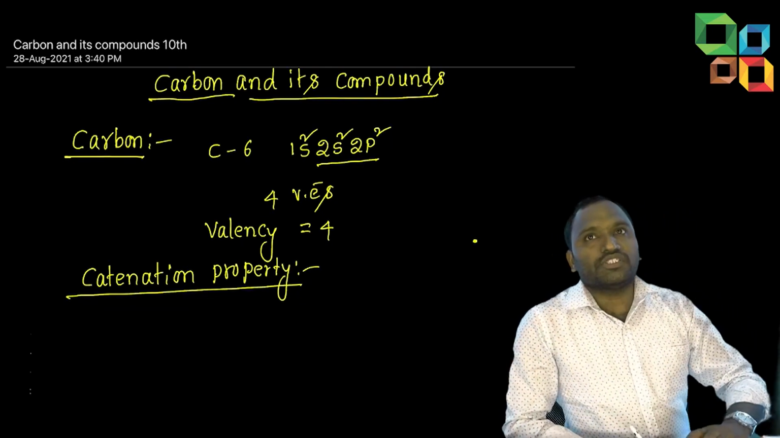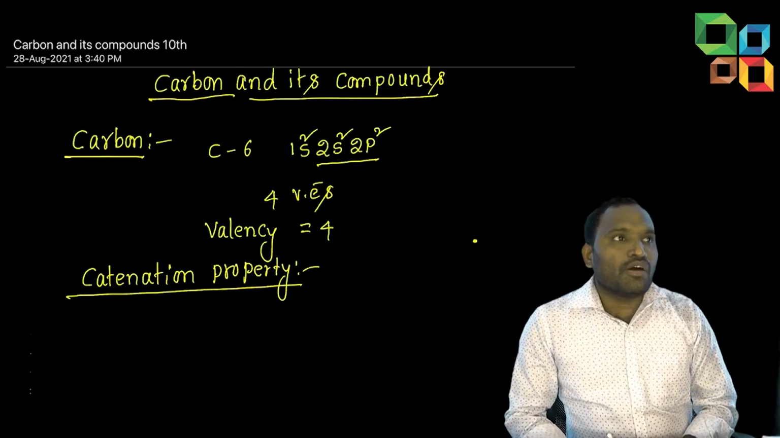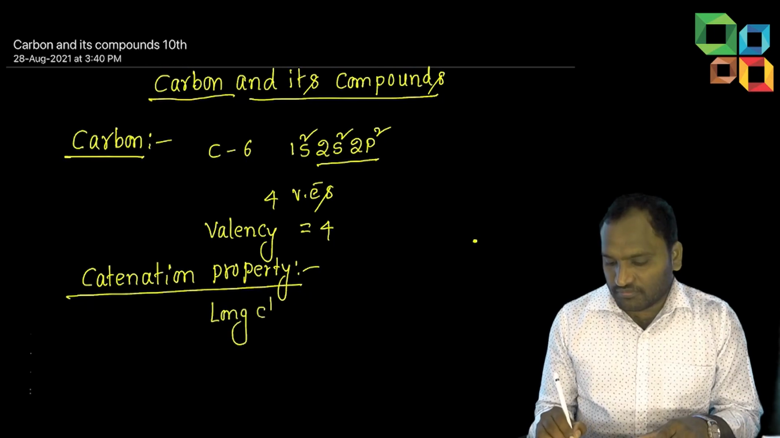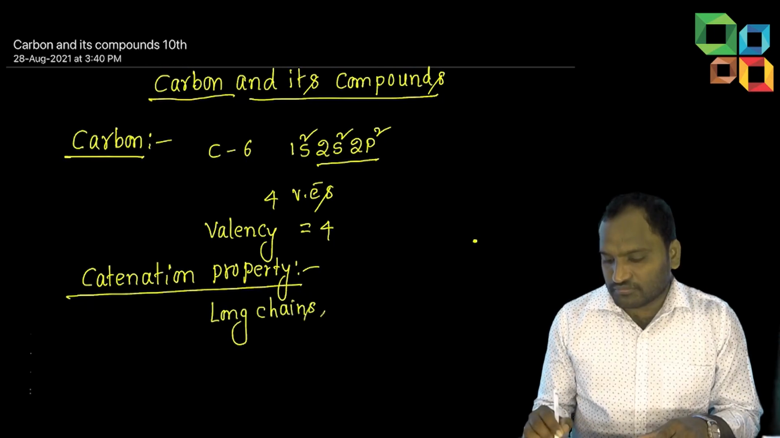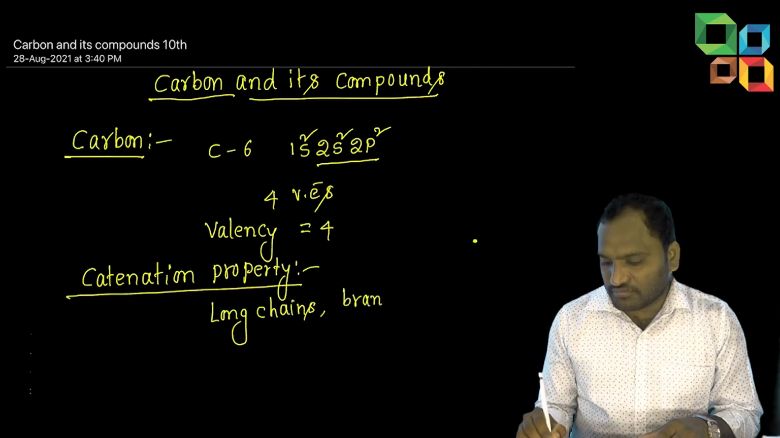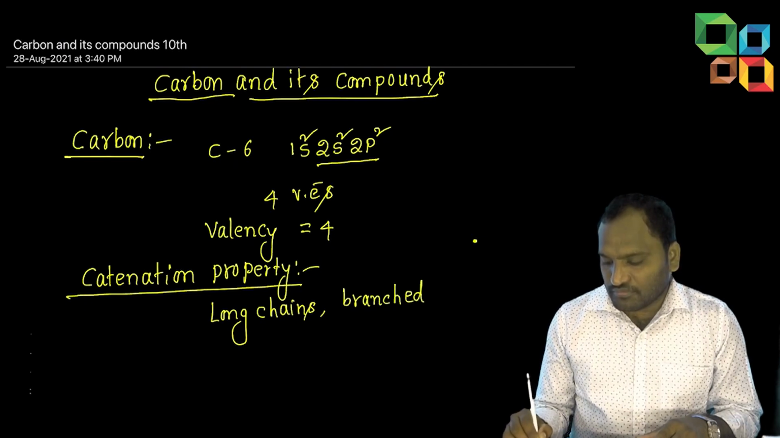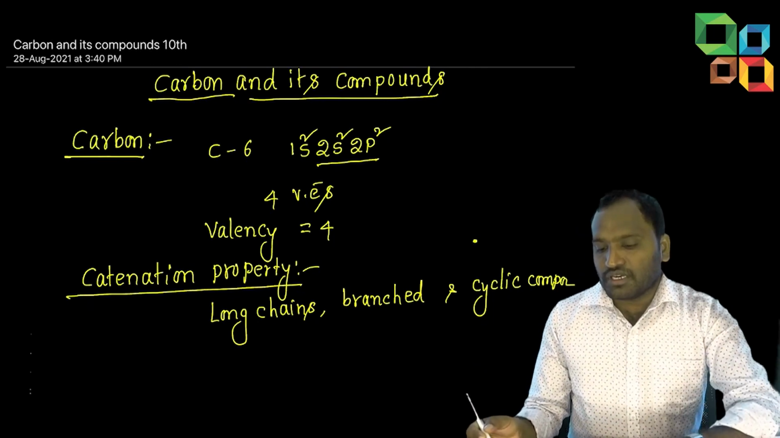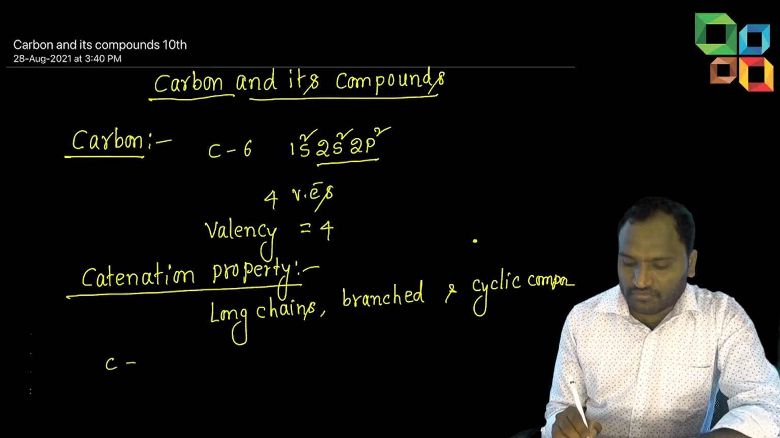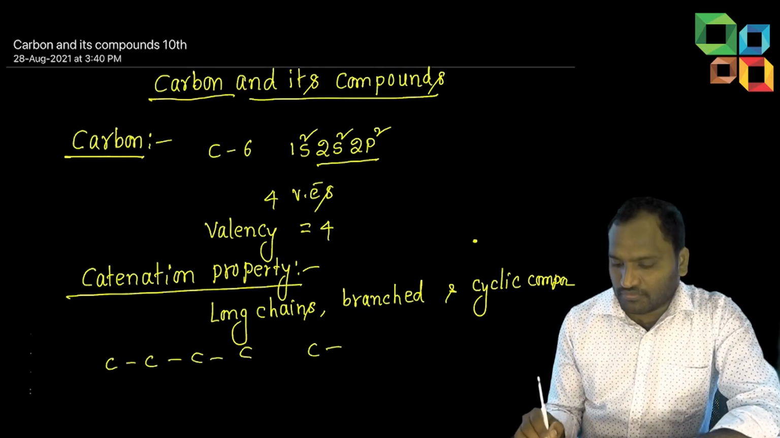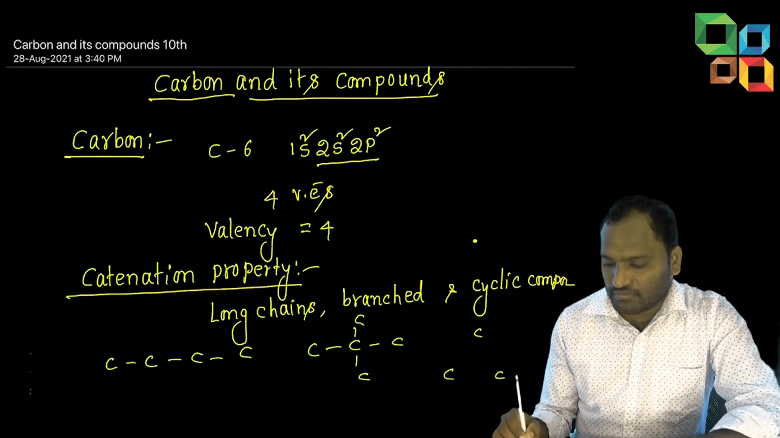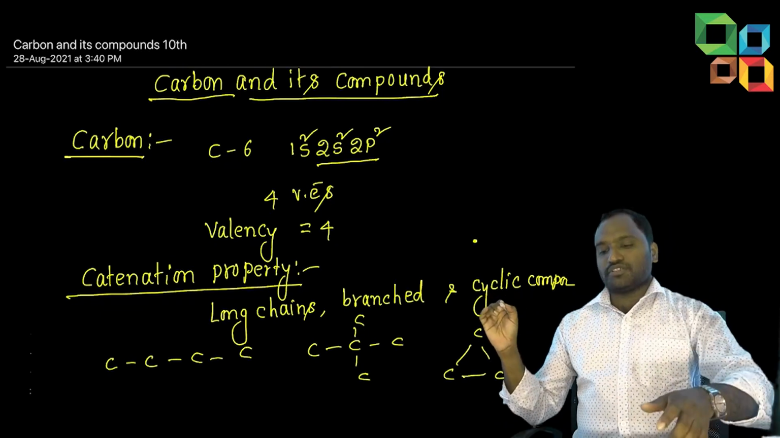What is the catenation property, students? Ability to form long chains, branched chains, and also cyclic compounds. This property is called the catenation property.